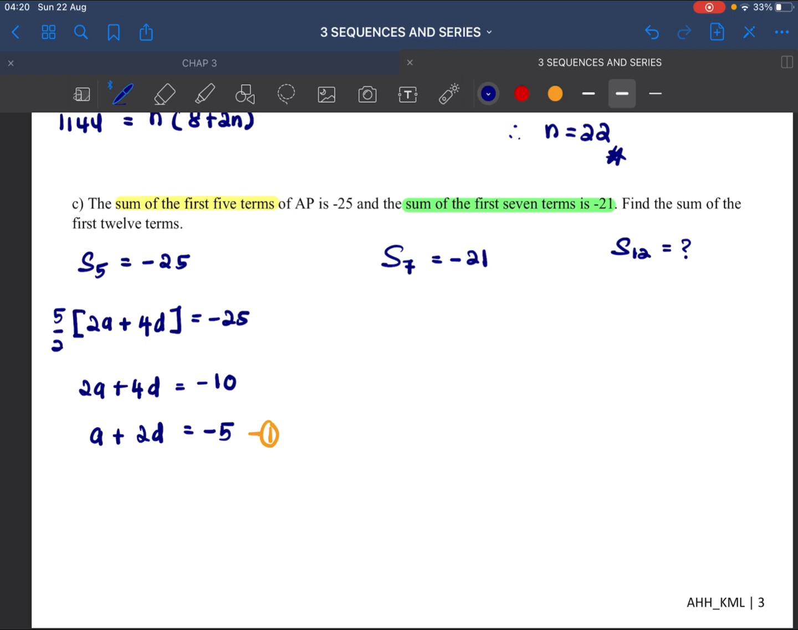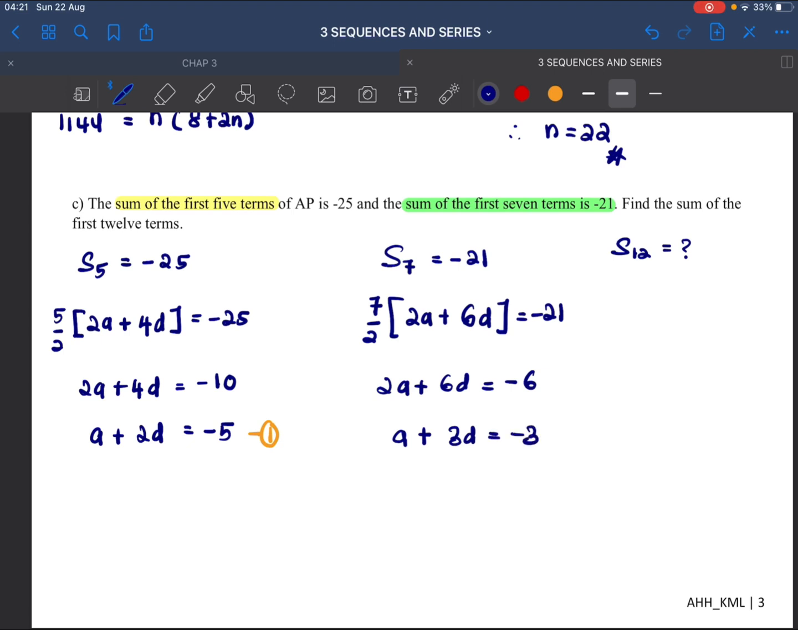Okay, so for S7, again straight away go to the formula of the sum of the first n terms. We will have 7 over 2, n over 2, 2a plus n minus 1, n minus 1 is 6d equals to negative 21. So we will have 2a plus 6d equals to negative 21 divided by 7 over 2. We will get negative 6. Again, simplify. We will have a plus 3d equals to negative 3. So this is going to be our second equation.